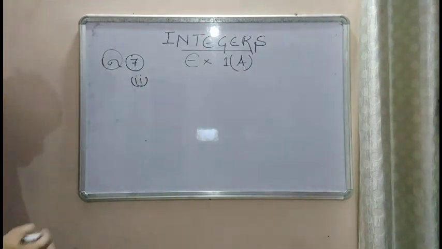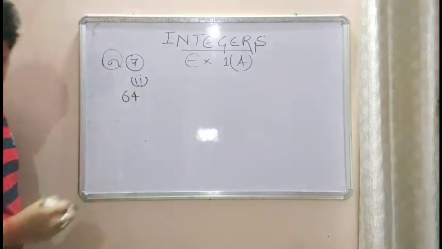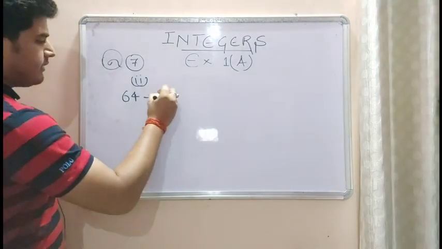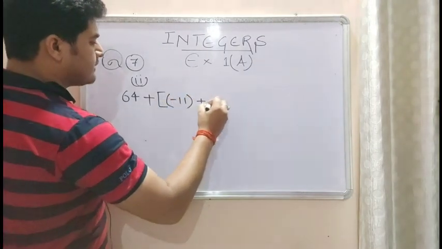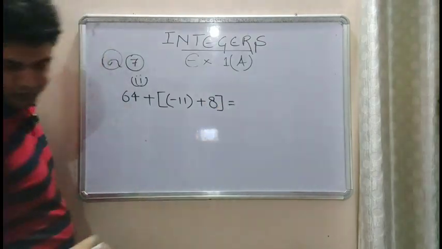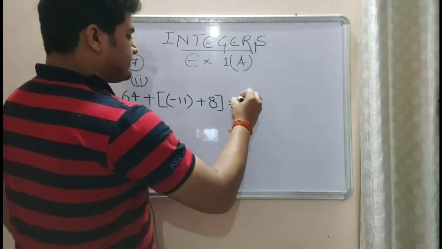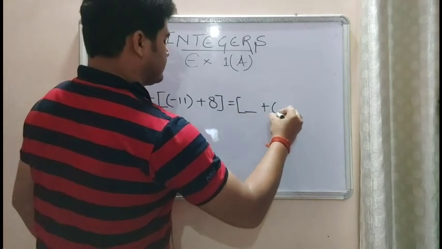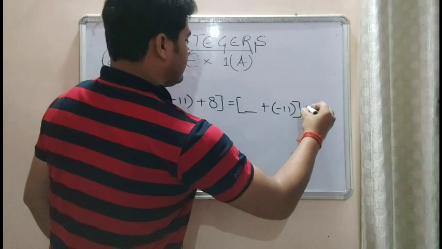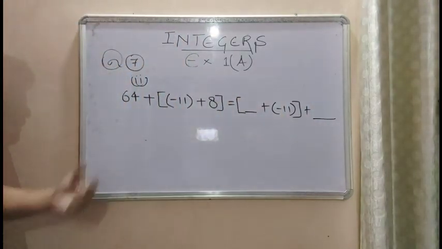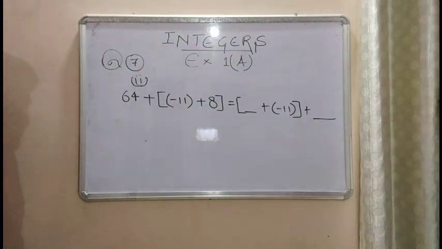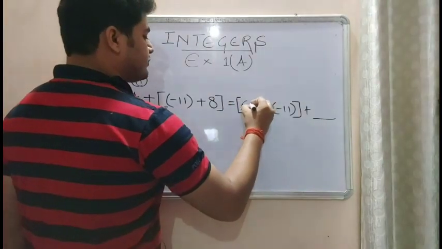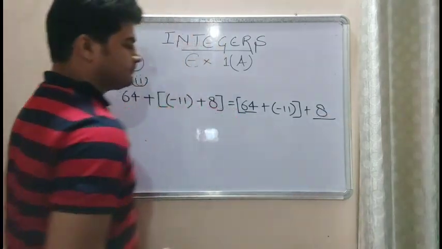Second part. There is 64 plus, in another bracket there is minus 11 plus 8, bracket close, equals to, on the right hand side there is a blank plus minus 11, then bracket, and then again there is a blank. So here are three numbers, and of the three numbers, two of them are being added together. We can think of it as the property of associative law. So here we need to fill the first number, that is 64, and here the third number, that is 8.